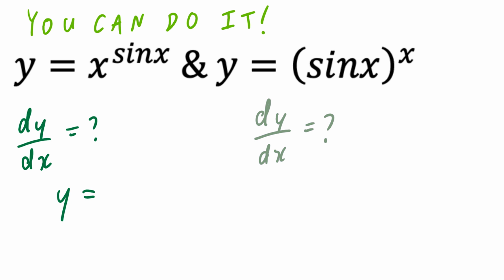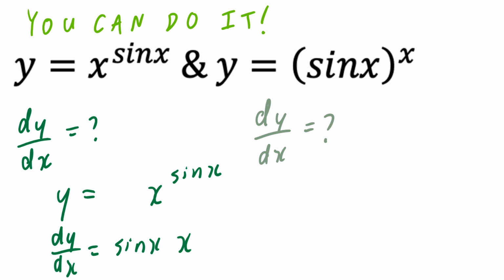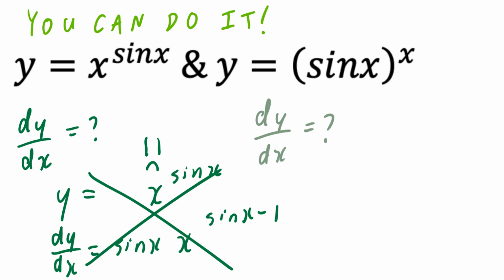Step number one. When you think about the exponent, the common mistake is that students use the power rule instead of taking the ln of both sides. So one student would write dy by dx equals, they bring sine x to the front and copy x to the power of sine x minus 1. Unfortunately, this is not how you do it.